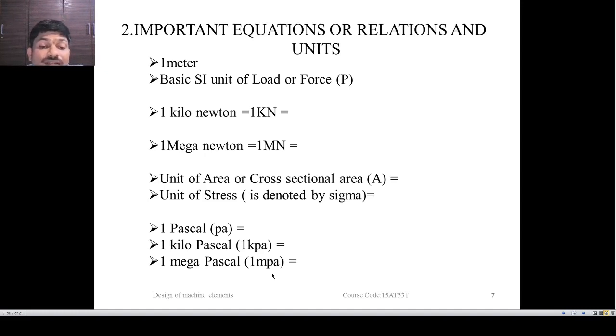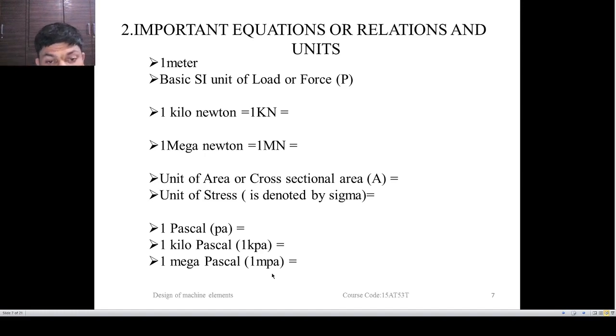1 newton per meter square is 1 pascal, but we want it in mm square. 1 meter is equal to 1000 mm, that is 10 raised to 3. In the numerator 1 newton is there, in the denominator meter square. 1 divided by 10 raised to 3 square becomes 1 divided by 10 raised to 6. Taking 10 raised to 6 to the numerator, it becomes 10 raised to minus 6. Therefore, 1 pascal is equal to 1 into 10 raised to minus 6 newton per mm square.